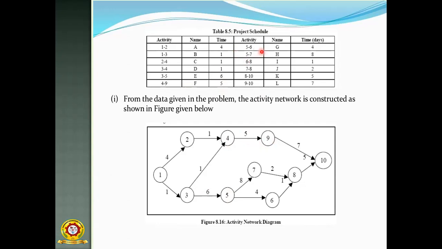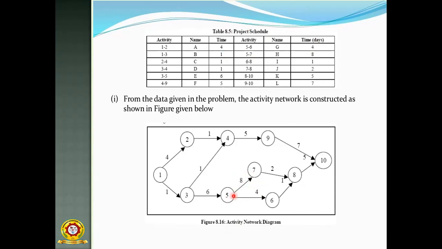And after that 5 to 6. You have to draw it like this, 5 to 6. Then you have to name it G, and the time duration between 5 and 6 is 4. Then after that 5 to 7. 5 to 7 is nothing but the H activity, and the time duration between 5 and 7 is 8. Then you have to write down the 8.